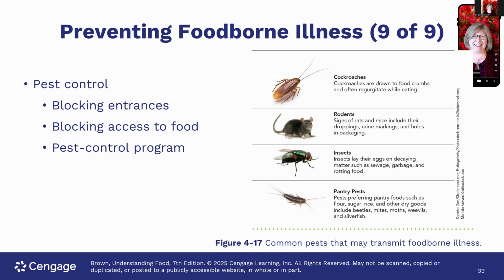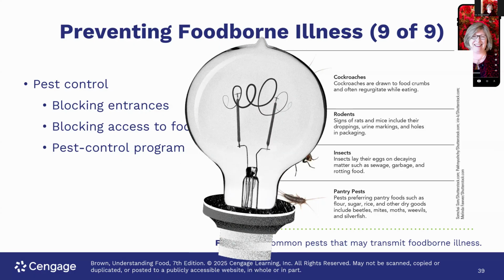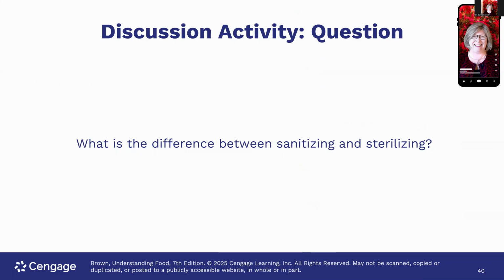Now, blocking entrances would be looking for cracks, looking for obvious places where pests could enter a kitchen. Also, sometimes you'll see an air curtain. When you have to open a door to the outside to either take garbage out or bring food in, never prop that door open. You have an air curtain that blows a very strong stream of air to prevent flying insects from coming in at that point. You've probably seen that. It's very effective.